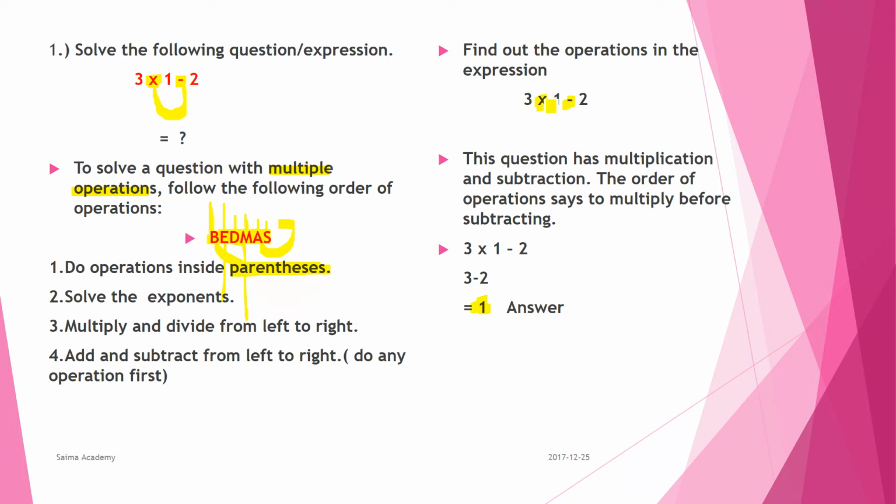Here you have two operations, multiplication and subtraction. Looking at BEDMAS, what is coming first? Multiplication. So you have to multiply first, 1 times 3 is 3, and then minus 2. So 3 minus 2 equals 1.